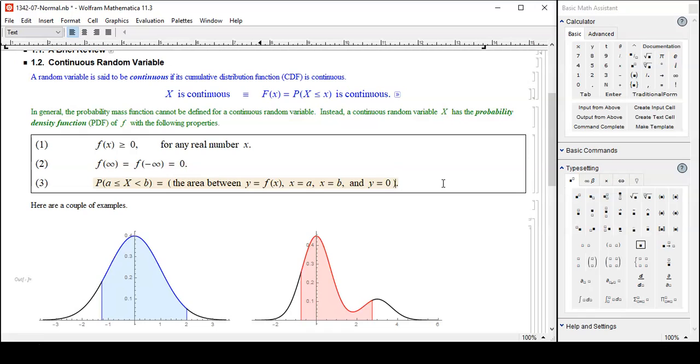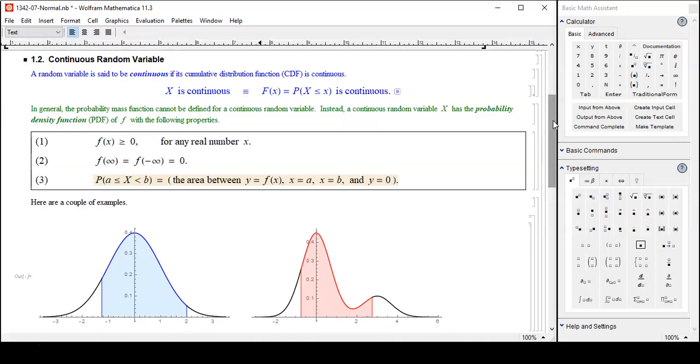The probability is the area. So we're going to do a lot of area problems from now on. Therefore, you must brush up your geometrical intuition. We're going to do some geometry problems.